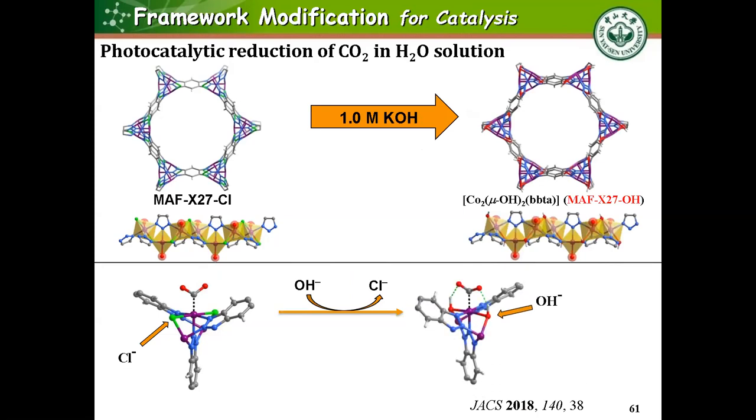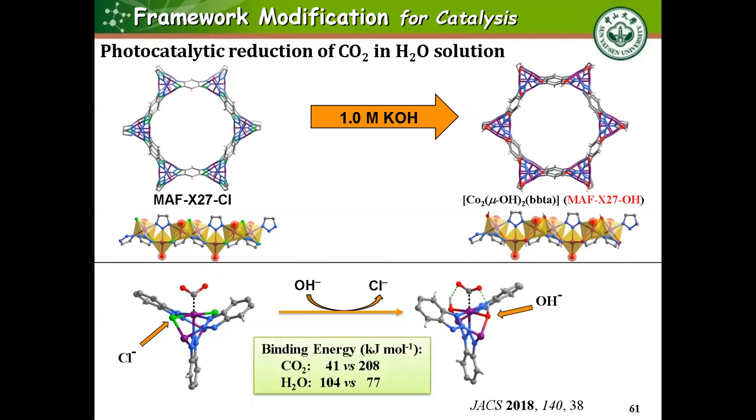By soaking MAF-X27 into an alkaline solution, the chloride ions in the backbone of the framework can be exchanged into hydroxide ions. And the hydroxide ions may provide additional interactions through hydrogen bonding interaction for carbon dioxide molecule, as revealed by DFT calculations. The binding energy of carbon dioxide is increased by about 5 times, while that of water molecule is reduced. Therefore, it is beneficial for photocatalytic reduction of carbon dioxide in water solution.